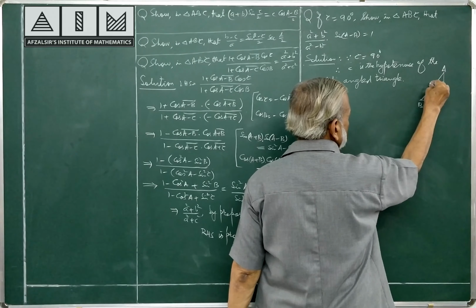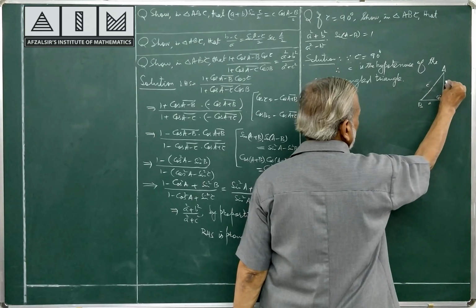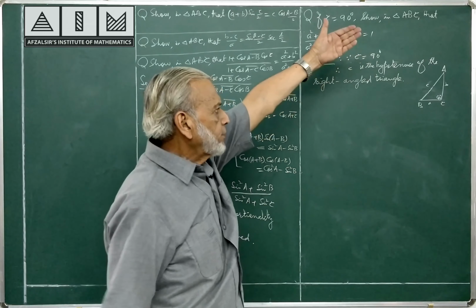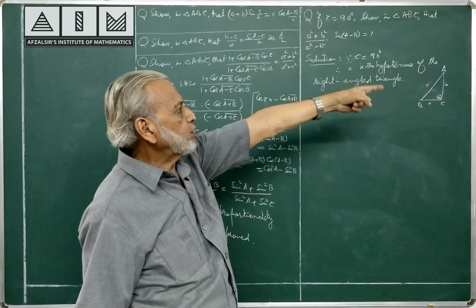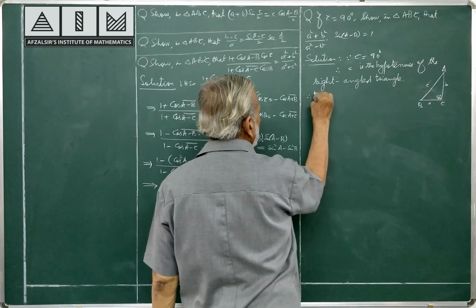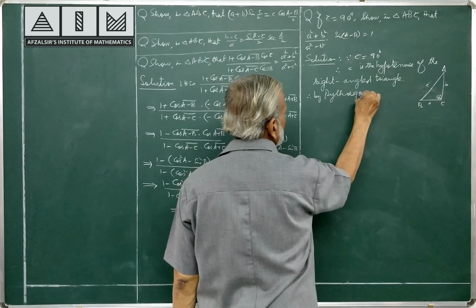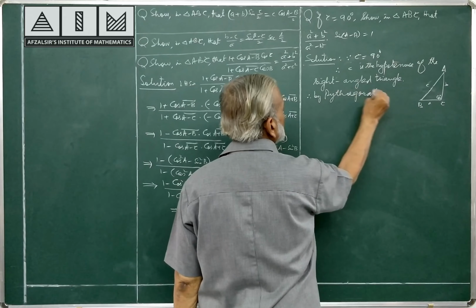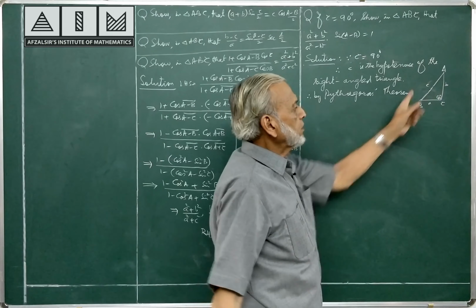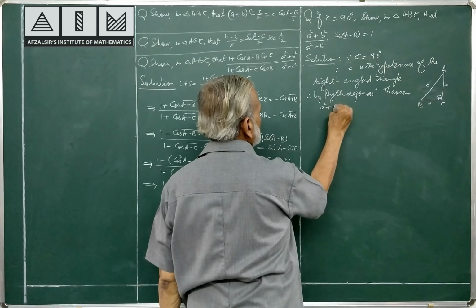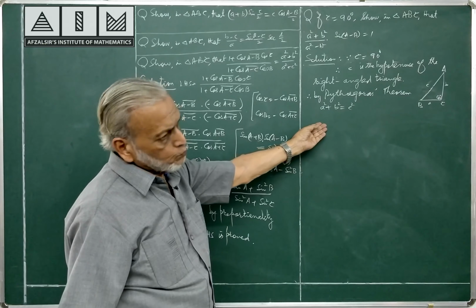So the side opposite is small c. This opposite side is small a. This opposite side is small b. Opposite capital A is small a, opposite capital B is small b, opposite capital C is small c. C is the hypotenuse of the right angle triangle. Therefore, by Pythagoras theorem, a square plus b square is equal to c square.